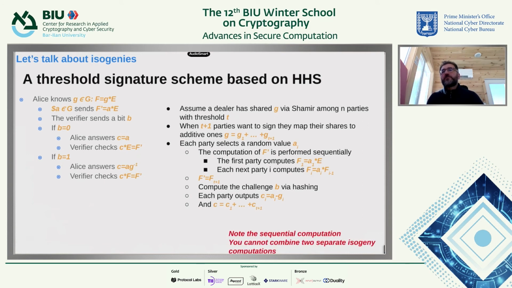The main issue with this protocol is the sequential computation, because you cannot combine two separate isogeny computations done in parallel, because you're going to end up in different curves. What you can do is, I do my first curve, then you act on that curve, and then the next guy acts on the second curve, and so on. This protocol, they described it just with a dealer and in the honest but curious case.